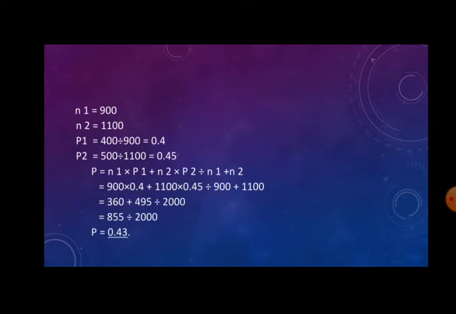Here given in the question is N1, that is the first sample size, is 900, N2, the second sample size, is 1100. P1, the consumers, the total consumer number was 400. So 400 divided by the first sample, that is 400 divided by 900, is 0.4. Next P2, same like that, that is 500 consumers divided by the sample size 1100, is equal to 0.45.